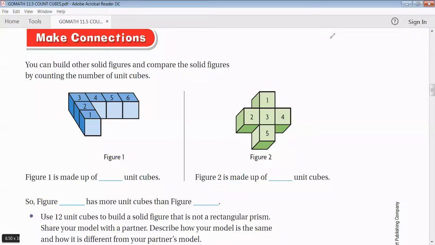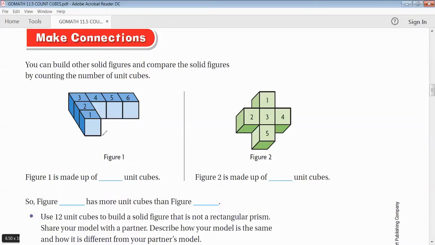Now, let's make some connections. When playing with blocks or cubes, we've all put them together to make shapes or figures. In this lesson, it's no different. We will see cubes put together to make solid figures. We need to be able to count them and sometimes compare the solid figures to decide which has the greater number of cubes.